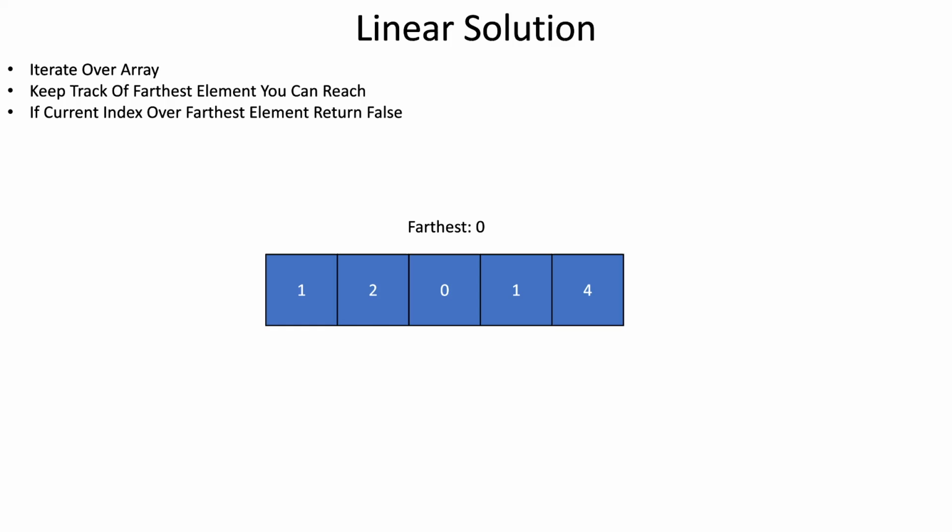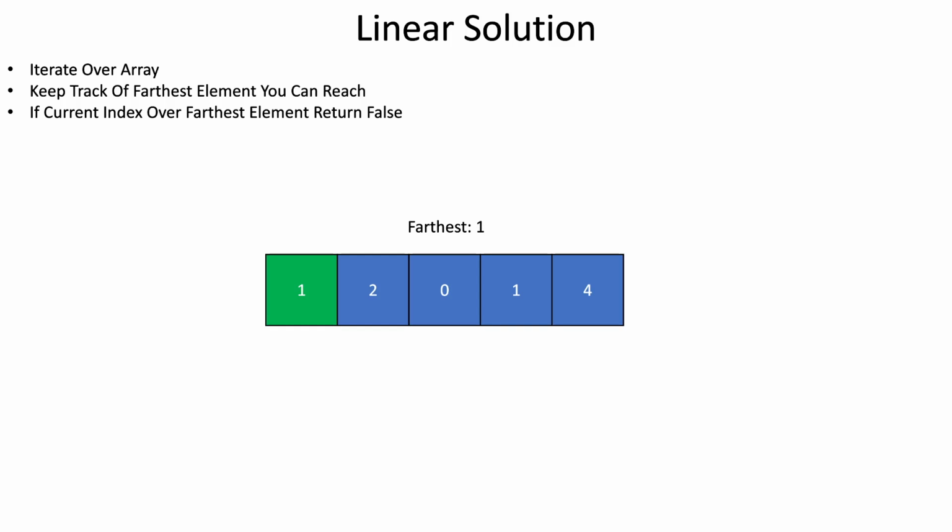Now let's look at the linear solution. We iterate over the array, and for each element, we keep track of the farthest element we can reach. If we're past the farthest element we can reach in the array, then we return false. In this example, you're given the array 1, 2, 0, 1, and 4, and we initially set the farthest as 0.